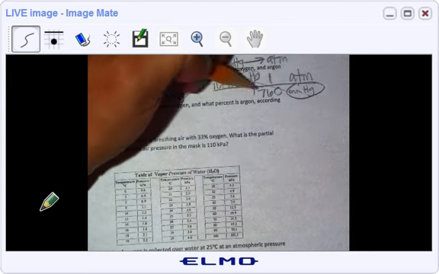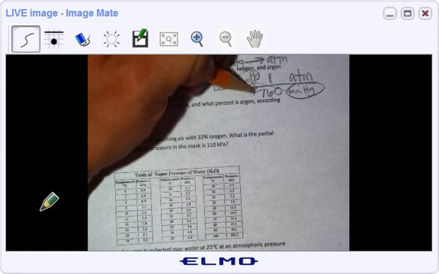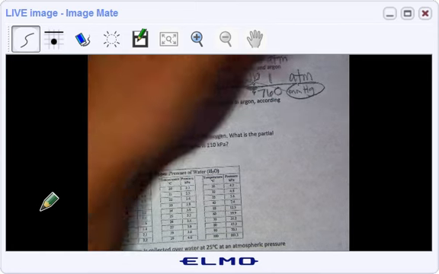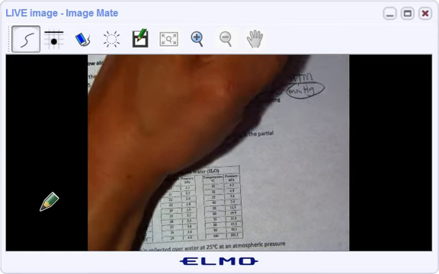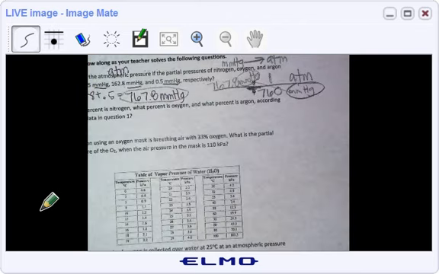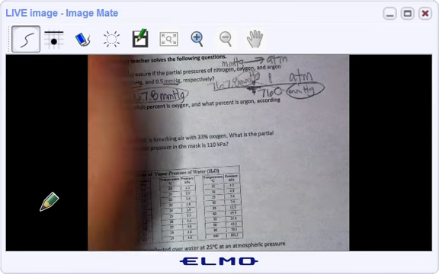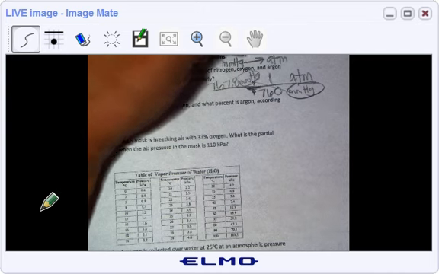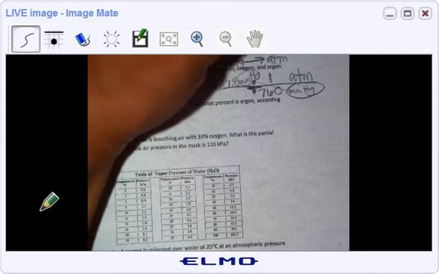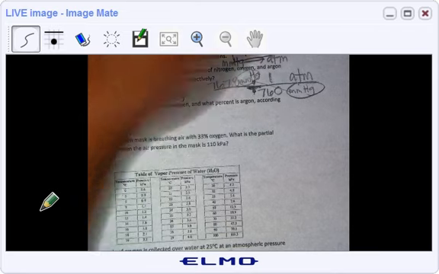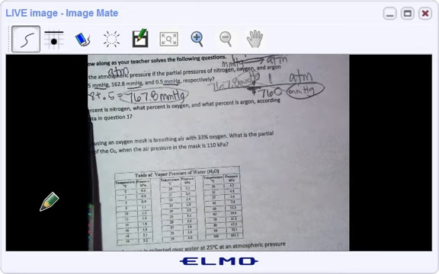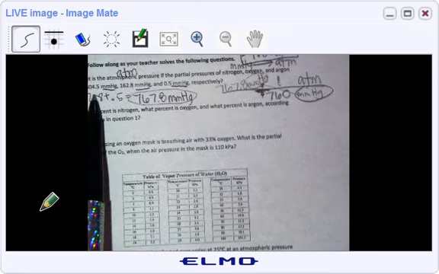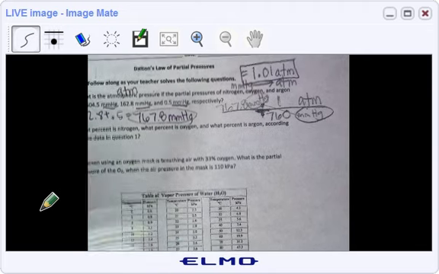So, top to bottom, do I multiply or divide? Divide. And that's a little division symbol. So 767.8 divided by 760. There's not a lot of room. That is the total pressure of whatever this is, this cylinder. It's right there at the very top.